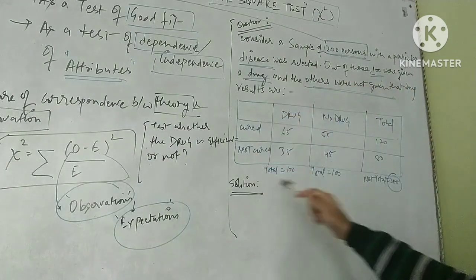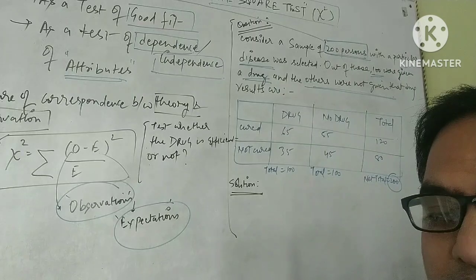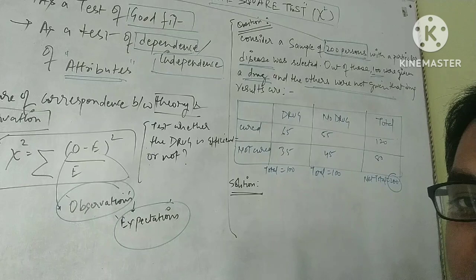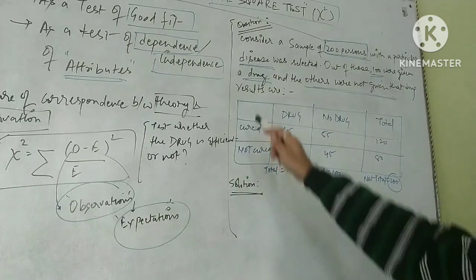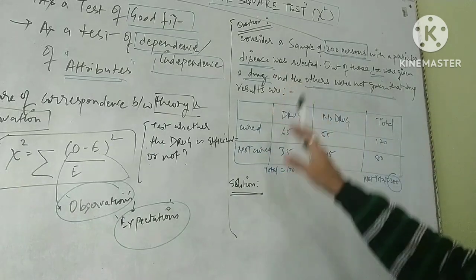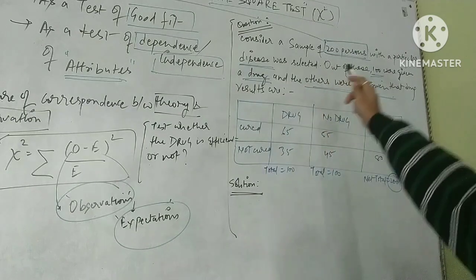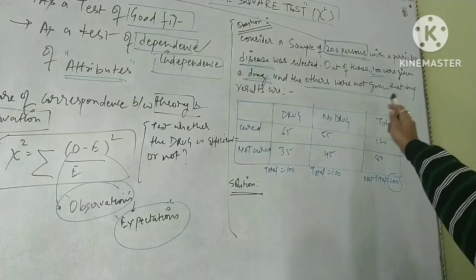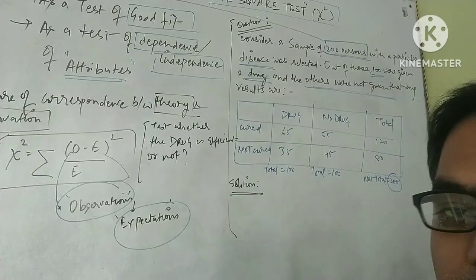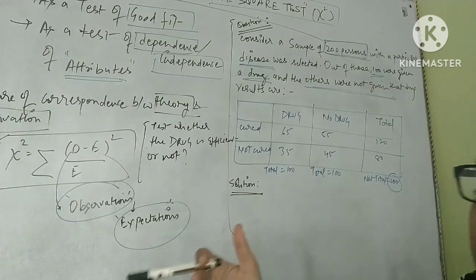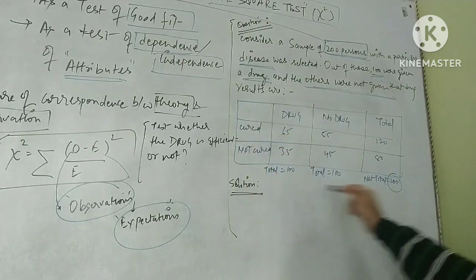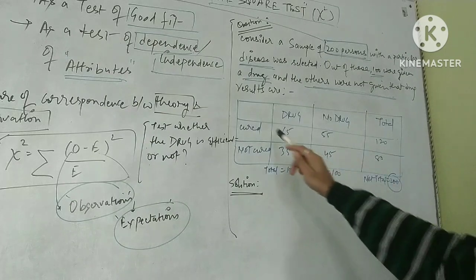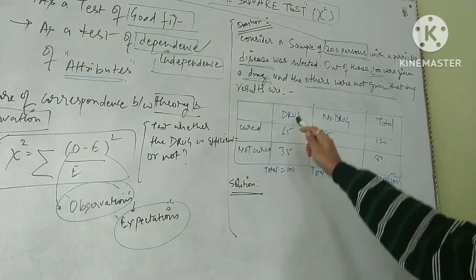The results are shown in a tabular form, which we can sometimes call a relational database, for the outcome of that drug. Out of 200 people, 100 have been given the drug, which means the other 100 have not been given the drug. So the table is formed, and this data is available with us: cured and not cured by that drug.